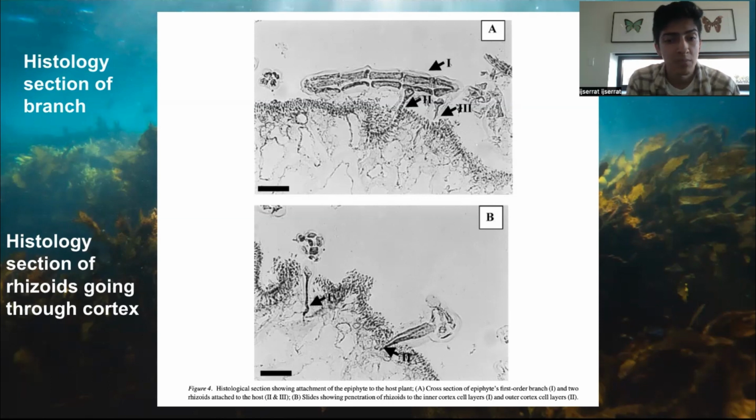In image B, we can see an image that focuses more on the rhizoid of the epiphyte. Image 1 shows a rhizoid going into the inner cortex of the host cell, and image 2 shows the outer cortex being penetrated by the rhizoid.